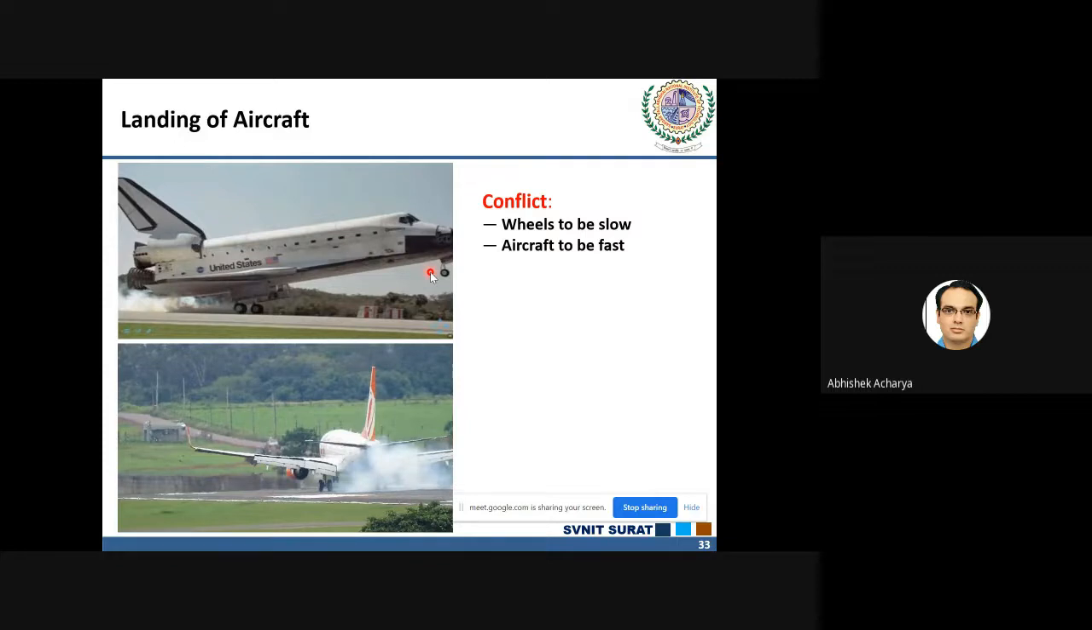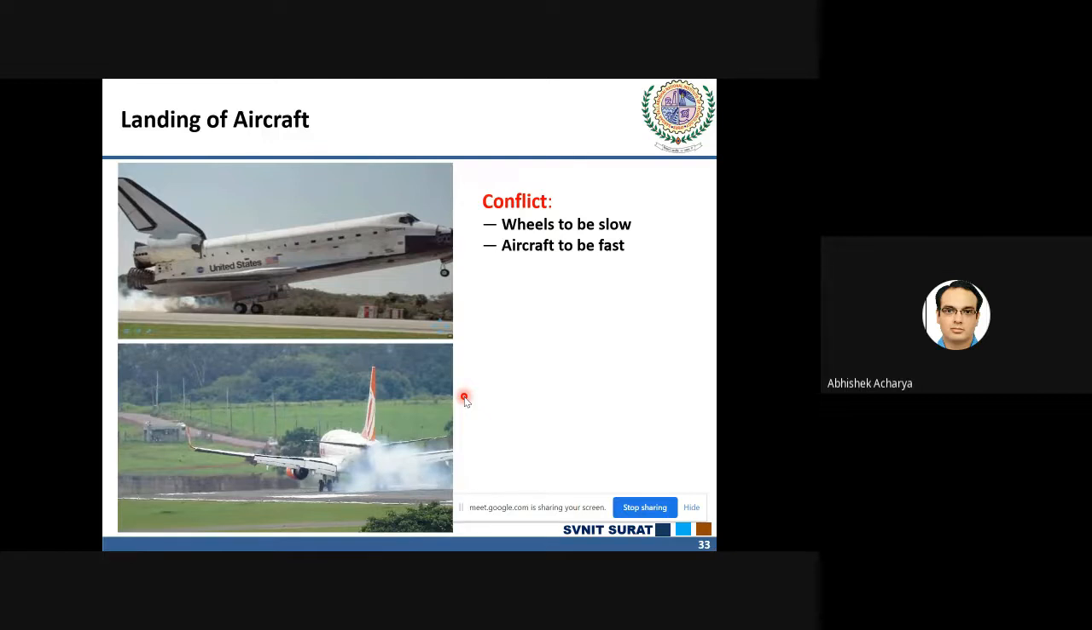Here, the conflict of interest is that whenever any spacecraft or any aircraft lands, it must land at very high speed. Otherwise, some sort of accident will definitely take place. So whenever it lands, it should land at very high speed. Okay, it does not happen that it comes and stops immediately at one place.